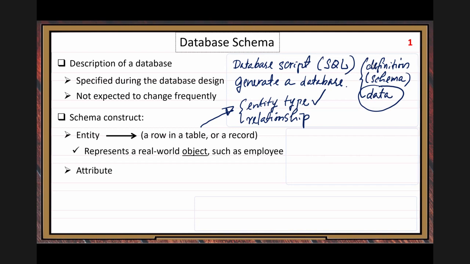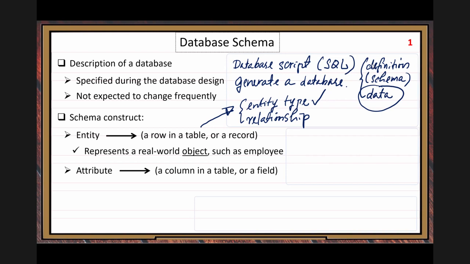Attribute. Because each entity, each object, you need to describe it through a set of attributes for this object, for this entity object. So a column in a table or a field. Each column, first name, last name, they are attributes. Age, birth date. So all those pieces of information.